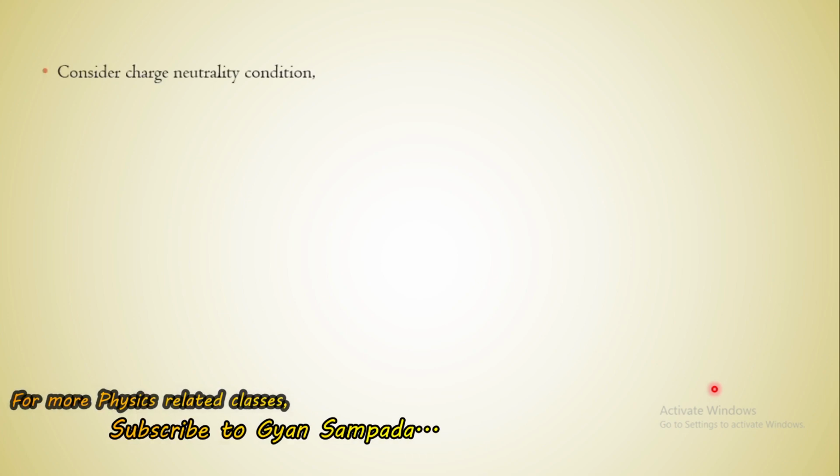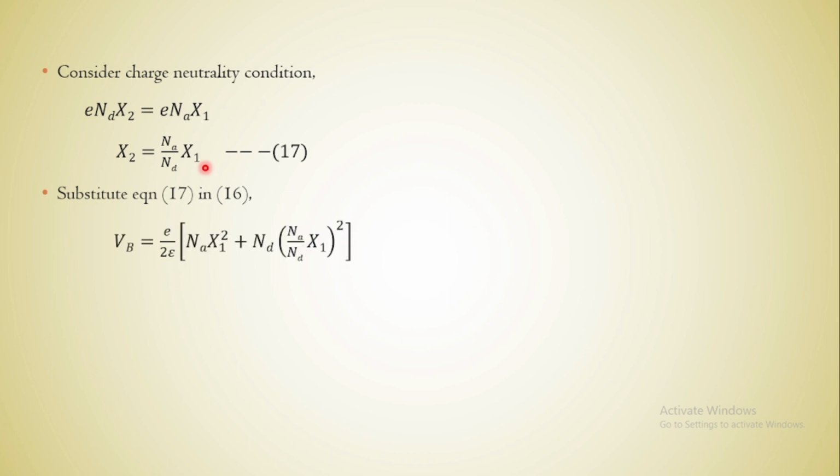Then after finding Vb, we need to find the values of x1 and x2. In order to know about the barrier thickness, we consider the charge neutrality condition, something like a balancing condition, which is given as e Nd x2 equals e Na x1. Rearranging the equation to get x2 in terms of x1, e will get cancelled and x2 will be equal to Na by Nd times x1. And then we substitute the value of x2 from the above equation into the barrier potential equation.